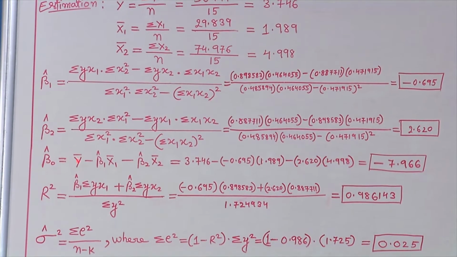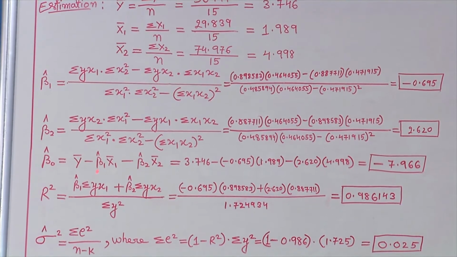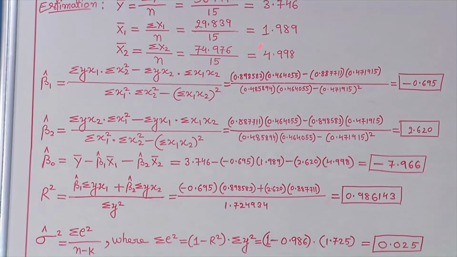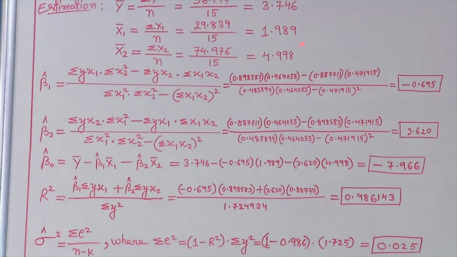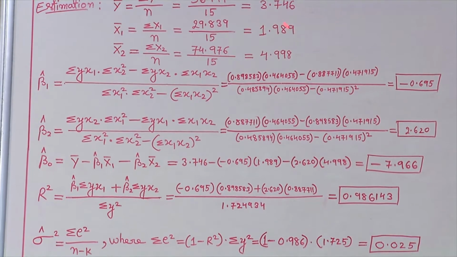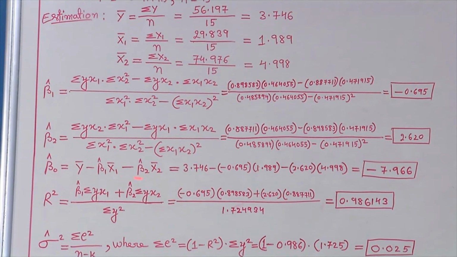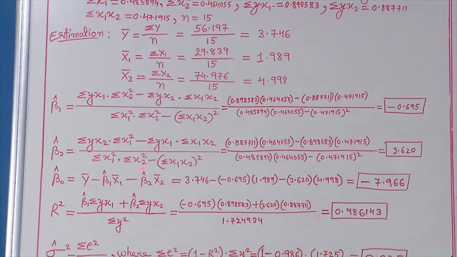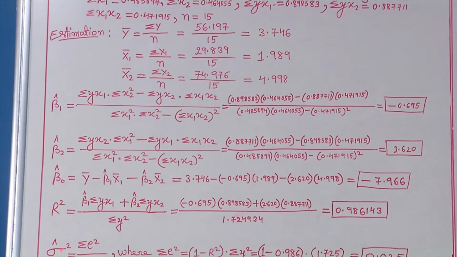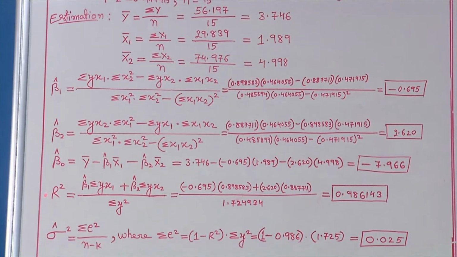After getting the values of beta 1 hat and beta 2 hat, we may calculate beta naught hat, which is equal to y bar minus beta 1 hat x1 bar minus beta 2 hat x2 bar. We have already calculated y bar, x1 bar, x2 bar and also beta 1 hat and beta 2 hat. By substituting all these values in this equation, we get beta naught hat as minus 7.966.